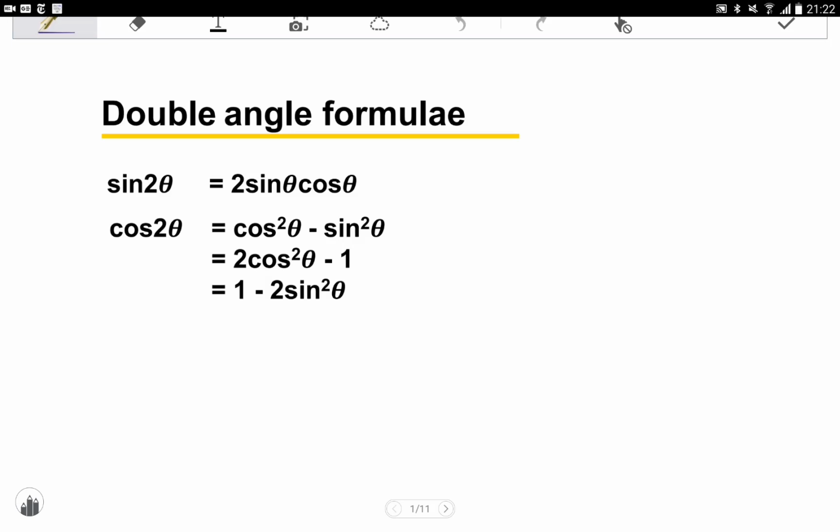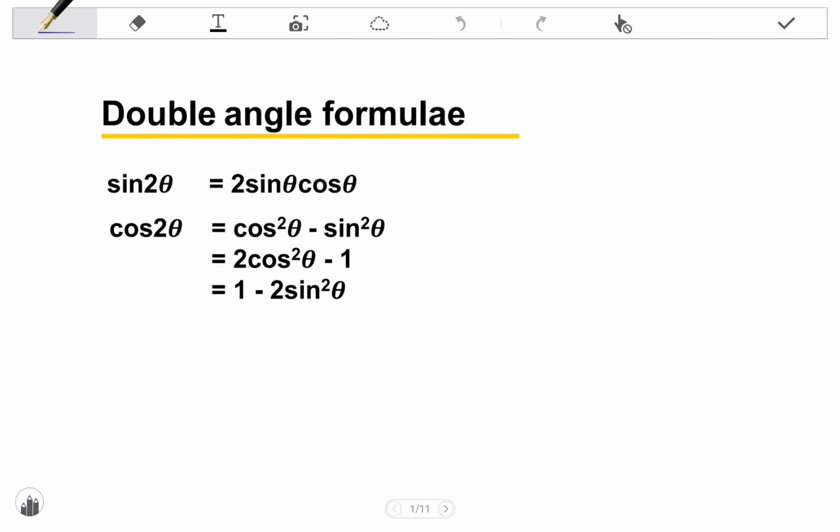In this video, we look at double angle formulae. Now, if an angle is multiplied by 2, we consider it a double angle. And we have special formulae for sine of a double angle and cos of a double angle. And they are sine 2 theta equals 2 sine theta cos theta.